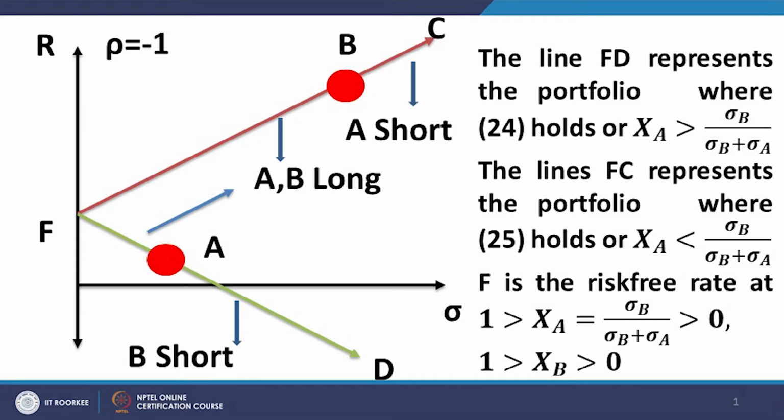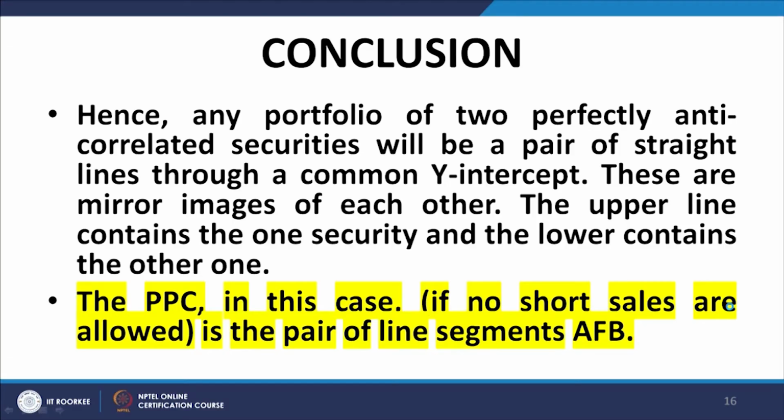So, this is the pictorial representation of the case where rho is equal to -1. A lies on F t, assuming that security A has a lower standard deviation and lower return than security B. Then A lies on F d and B lies on F c. The risk free rate, as I mentioned, is given by (R1 sigma2 + R2 sigma1) divided by (sigma1 + sigma2), and this lies between the returns R1 and R2. This risk free rate is obviously unique.